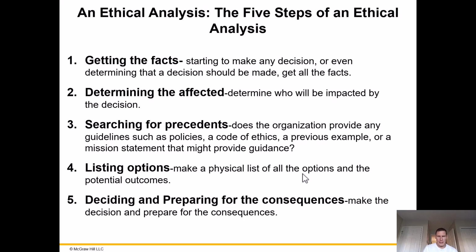Number three is searching for precedents. Does the organization provide any guidelines such as policies, a code of ethics, a previous example, or a mission statement that might help us with guidance?